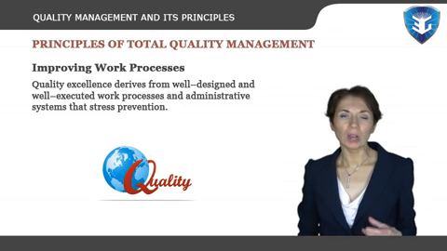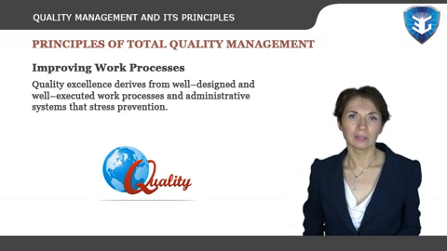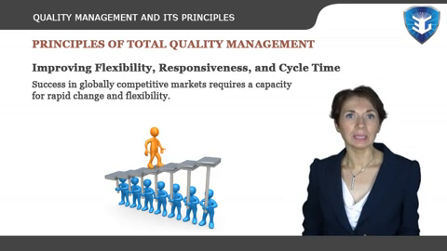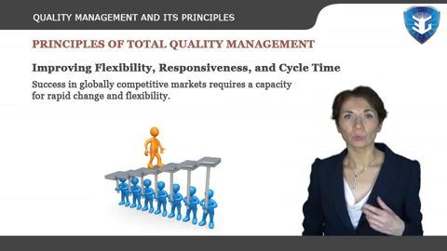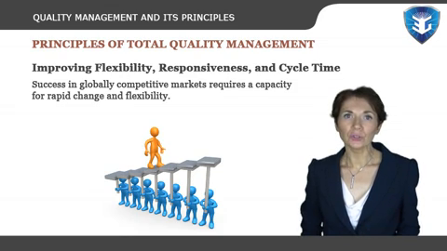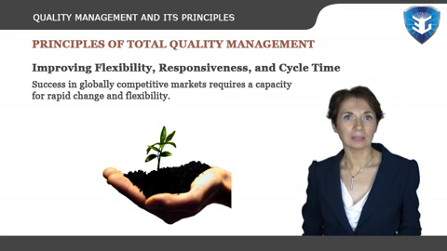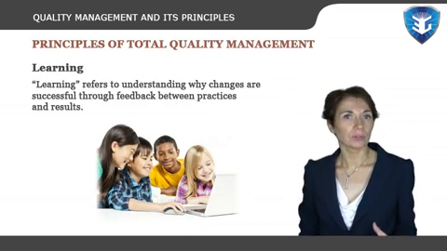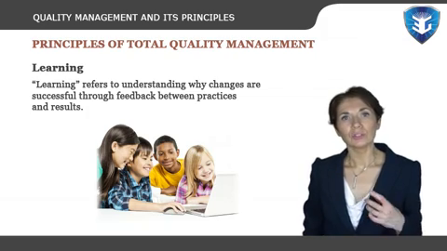Improving work processes. Quality excellence derives from well-designed and well-executed work processes and administrative systems that stress prevention. Improvements in the work processes may lead to major reductions, improving flexibility, responsiveness, and cycle time. Success in globally competitive markets requires a capacity for rapid change and flexibility. Electronic commerce, for instance, requires more rapid, flexible, and customized responses than traditional market outlets. Flexibility refers to the ability to adapt quickly and effectively to changing requirements. Learning. Learning refers to understanding why changes are successful through feedback between practices and results, and leads to new goals and approaches.